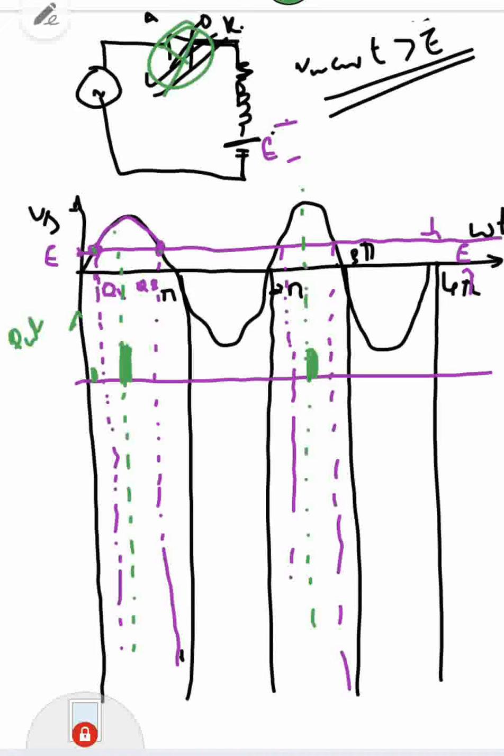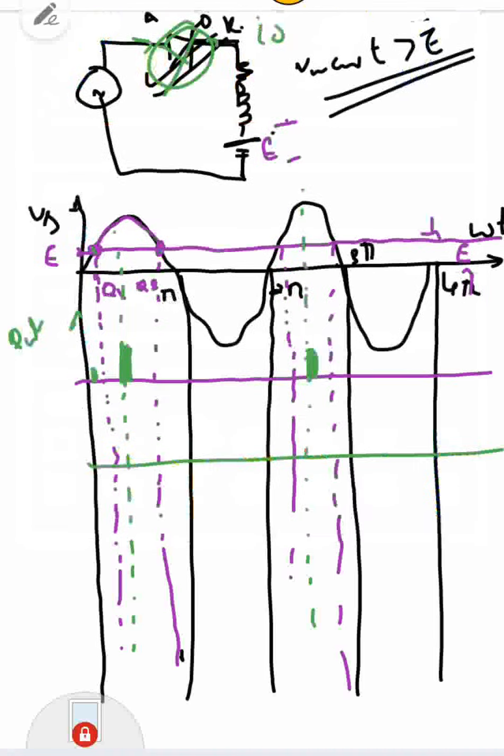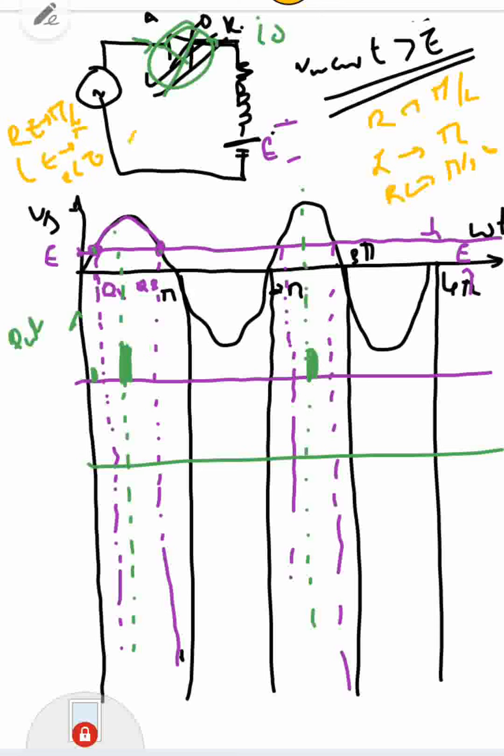Okay, now let us draw the current first. This is the output current I0. In an R load, current reaches peak value at pi by 2. In an L load, current reaches peak value at pi. In an RL load, between pi by 2 to pi. Similarly, the case with RE load is pi by 2, LE load is pi, and in an RLE load the current reaches peak value between pi by 2 to pi. So the same rule is applicable here.